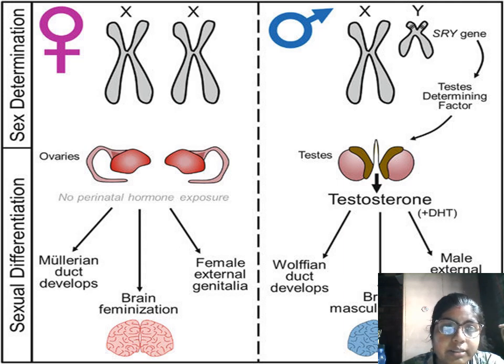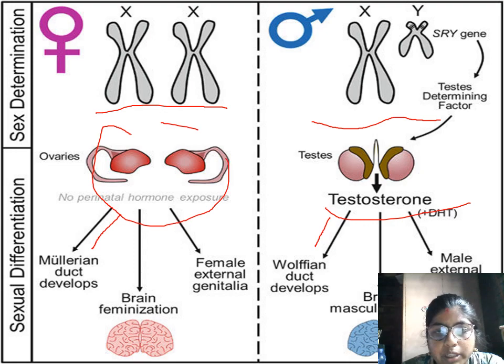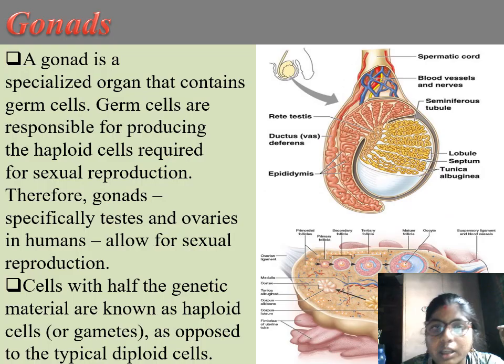So here is the sex determination of the female, where the Mullerian duct develops with the XX chromosome, and in the male, the XY chromosome develops into the male, and here the Wolffian duct develops into the male system, and the testis secretes testosterone, and here the ovaries are formed in the female.